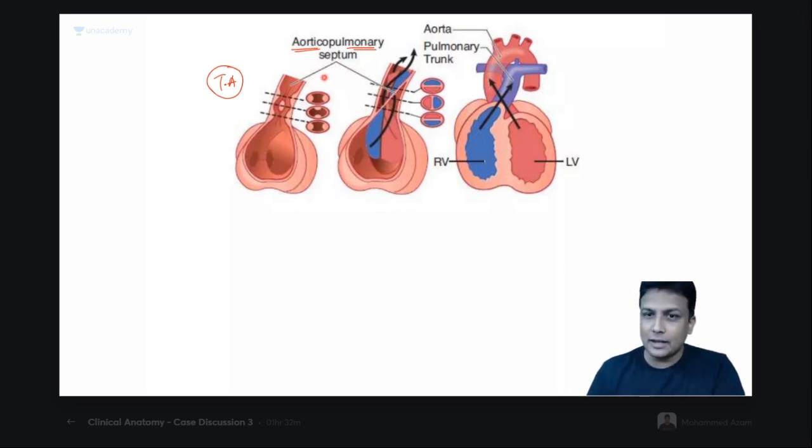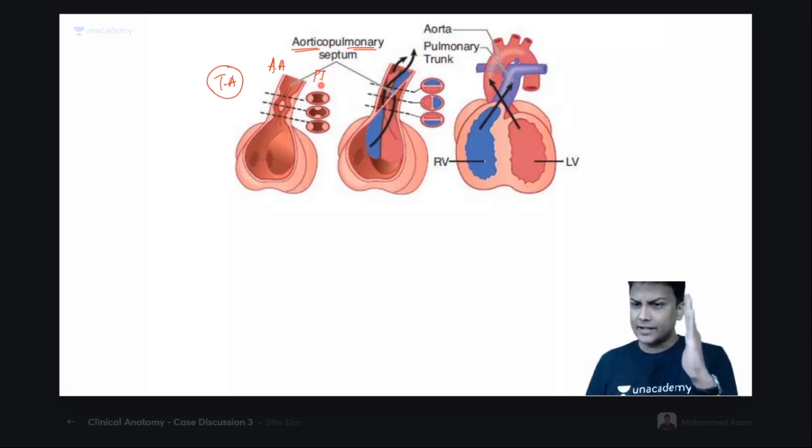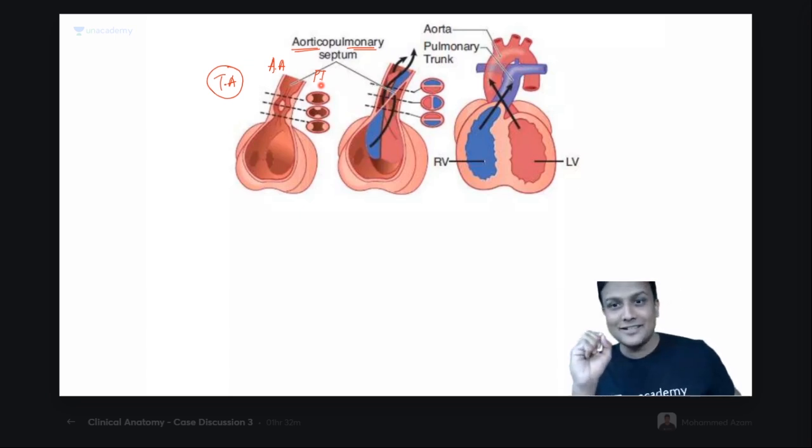What is going to happen here right now, my dear friends? On one side, there'll be the ascending aorta. On the other side, we'll have the pulmonary trunk. Listen to this very carefully. So the ascending aorta and the pulmonary trunk on the other side. In the middle, there is a formation of a septum. Which septum, sir? Spiral septum or aorticopulmonary septum.